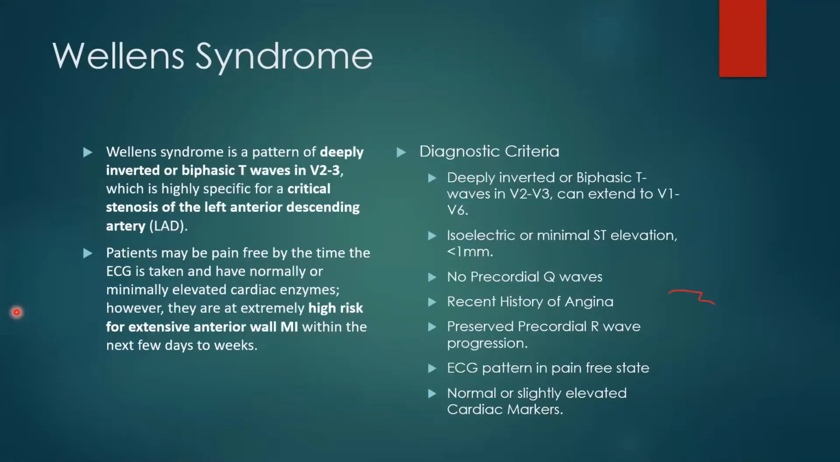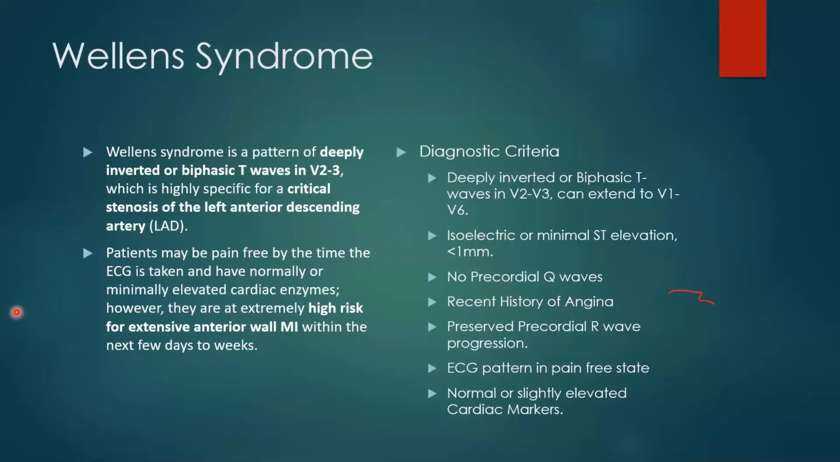So on the right side, you can see the diagnostic criteria, and we're going to look at the actual EKGs. So deeply inverted or biphasic T wave. Biphasic just means that it's both negative and positive. It starts negative, goes above the isoelectric line and comes back down, or vice versa, starts positive, goes negative. You're going to have those in V2 and V3, but it can extend to V1 through 6. You're going to have isoelectric or minimal ST elevation, probably less than a millimeter.